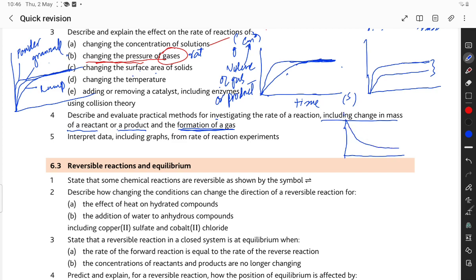And if you are asked to draw another curve by using catalyst, the graph is like this. This line is for without catalyst. This is the mass of reactant used, and this is time. This curve is for without catalyst, and this is for with catalyst.